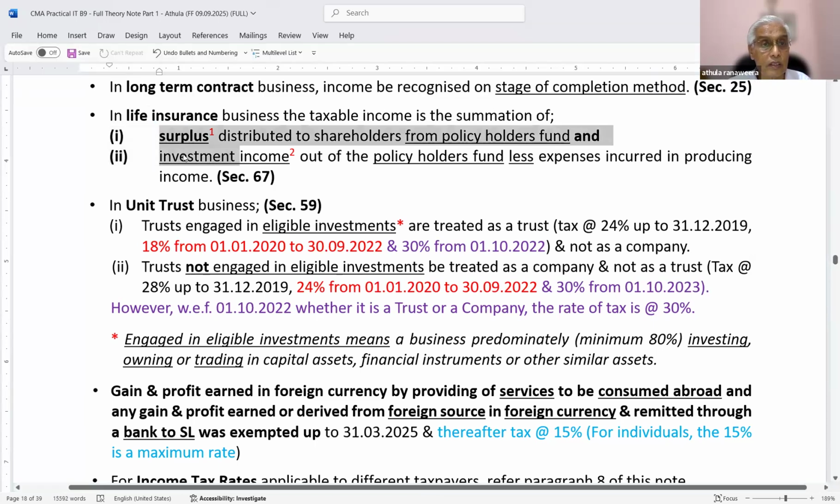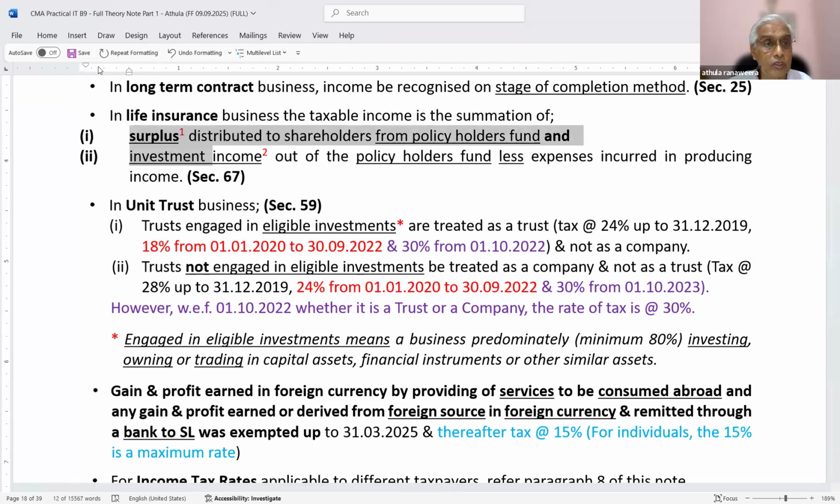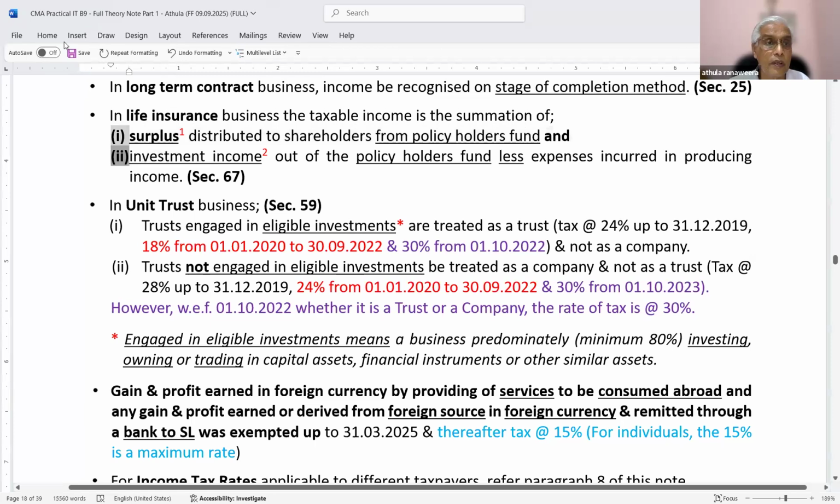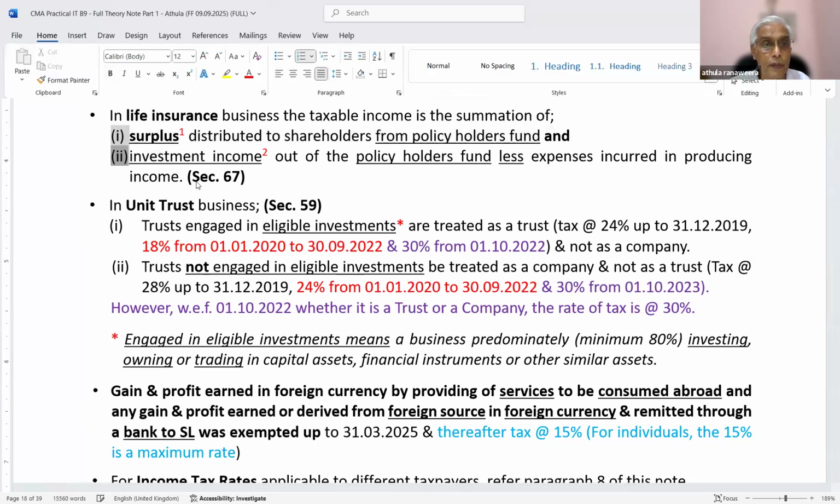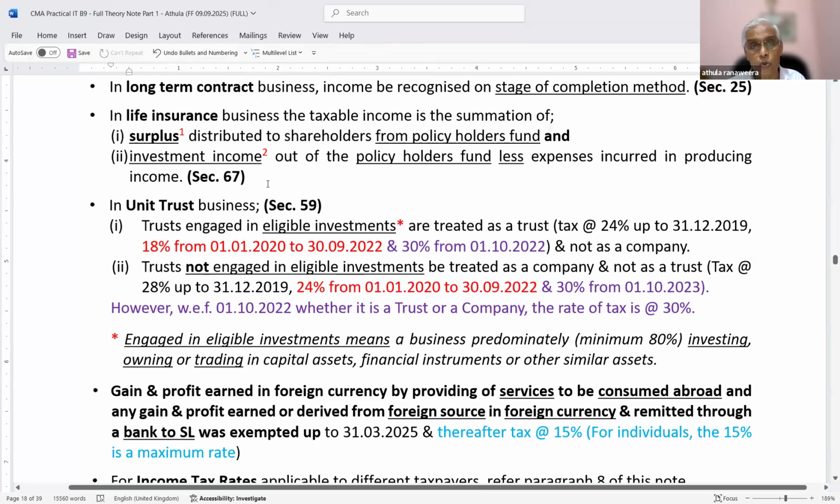Okay. Are there any questions? Do you have any questions? Right. Now you can understand because the two items are separate.